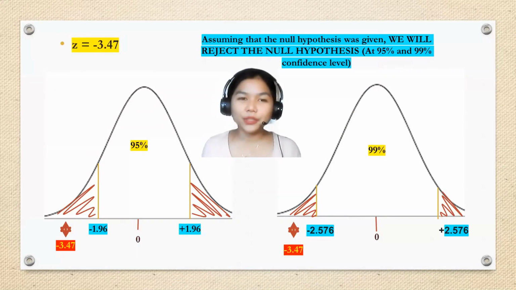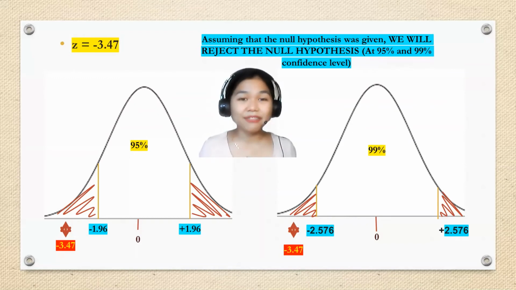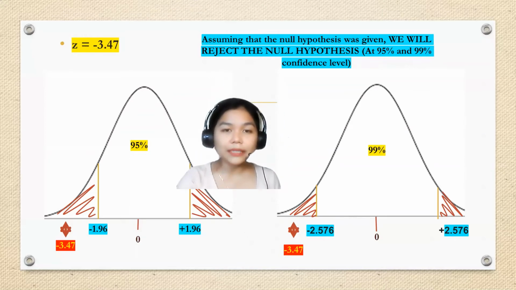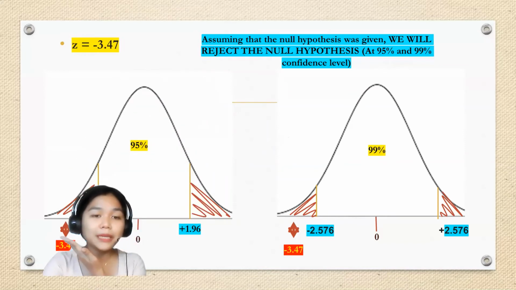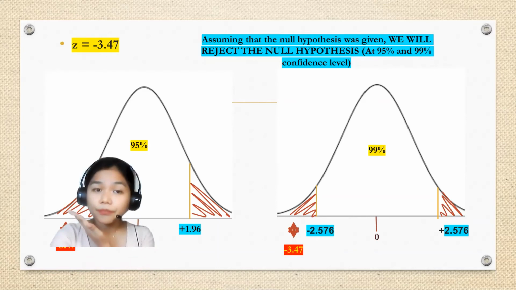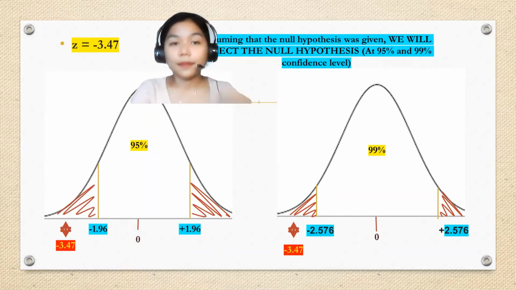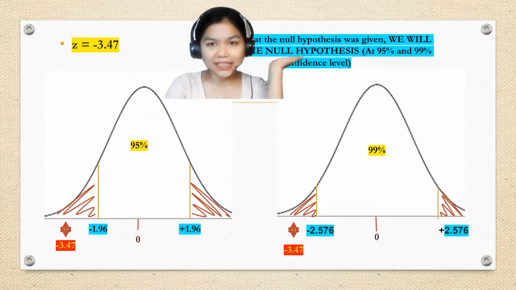Earlier, we have known the Z value, which is negative 3.47. And we have the confidence level, 95%, and the confidence interval, negative 1.96 and 1.96. Okay, at 95% confidence level. So given the Z value, which is negative 3.47, remember, it's already outside our confidence interval. Ibig sabihin po nun, kailangan ba natin i-accept or i-reject ang ating null hypothesis? Okay, this is rejecting the null hypothesis. Okay?